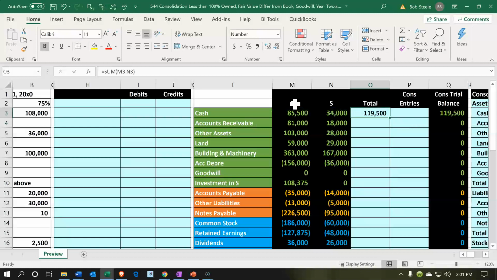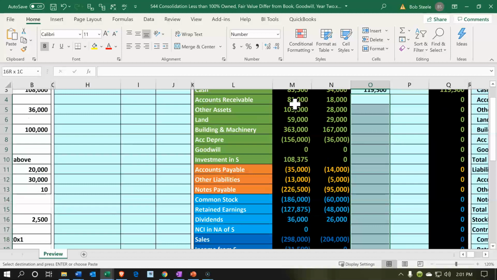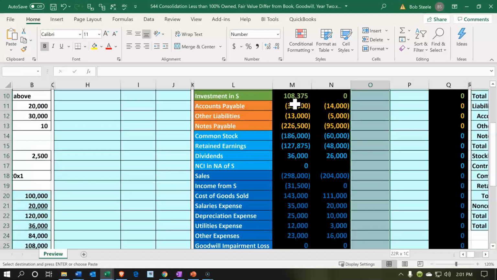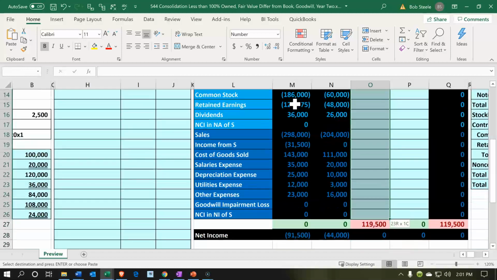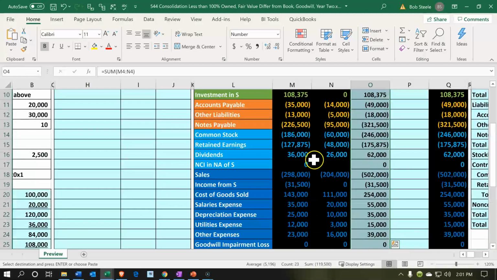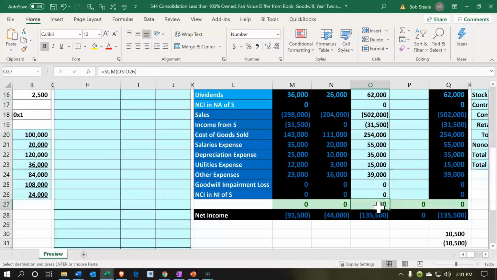And then I'm going to go on this one. I'm going to copy it. I'm just going to paste this formula. I'm holding down Shift with the down arrow. So I'm going to go all the way down here. And then I'm going to let go and then Control V to paste that. And there, we're back in balance.